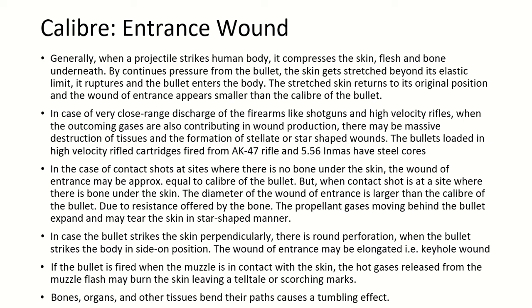When the bullet strikes the skin perpendicularly, a round hole is there, but when the bullet strikes in a side-on position from the side, the wound of entrance would be elongated, and this type of hole is known as a keyhole wound. If the bullet is fired when the muzzle is in contact with the skin, the hot gases released from the muzzle flash may burn the skin, leaving telltale scorching marks. Bones, organs, and other tissues bend the path of the bullet, and this effect is known as the tumbling effect.